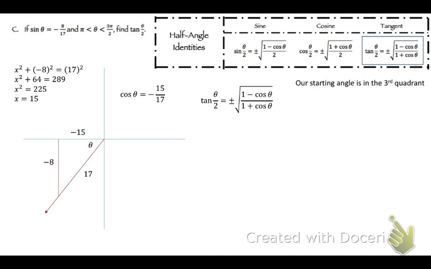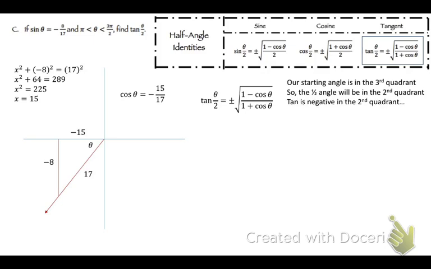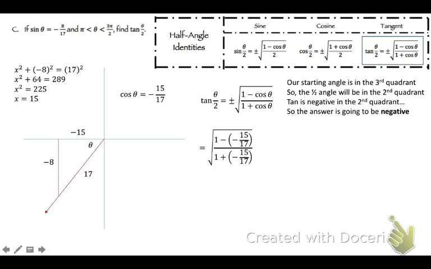Now our starting angle is in the third quadrant, which means my half angle is going to be in the second quadrant. Tangent is negative in the second quadrant, so my answer is going to be negative. Okay, so I'm just going to plug the negative 15 over 17 in, and I get 1 minus negative 15/17, and then 1 plus negative 15/17. So the top becomes 1 plus 15 over 17. The bottom becomes 1 minus 15 over 17.